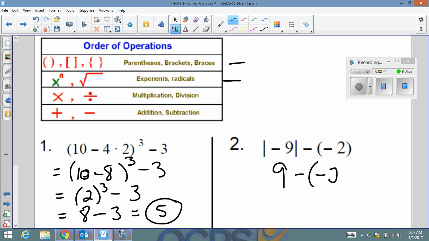minus a -2. Remember, minus a negative becomes plus a positive, and so that's 11. So absolute value, first you're going to do inside your absolute value, and then evaluate it. So it'll be the first thing that you do. It falls under the parentheses.